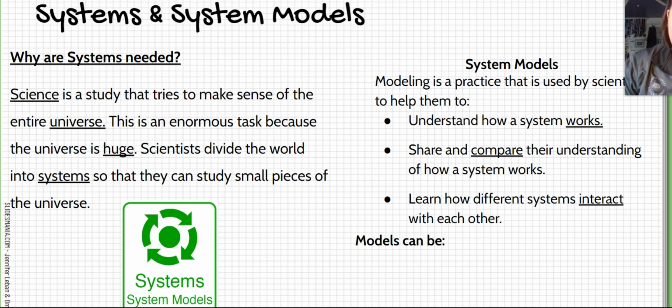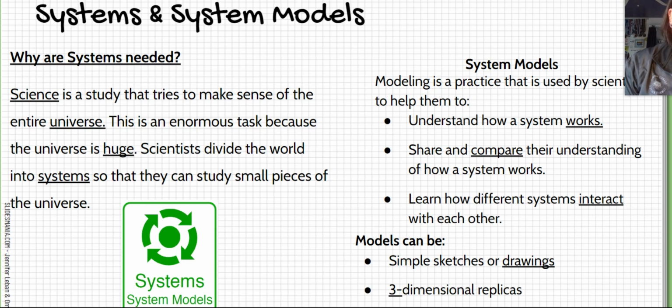So, what qualifies as a model? A model can be a simple sketch or a drawing. That's the type of modeling we've done in class. It could be a three-dimensional replica. So you could build a model of a cell out of Legos. That would be a model. You could use computer simulations. So we've done a little bit of that in class. And you also could think about Minecraft. You could build a system in Minecraft and look at how it functions.